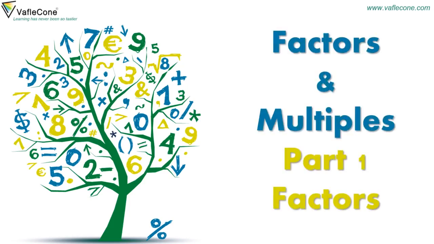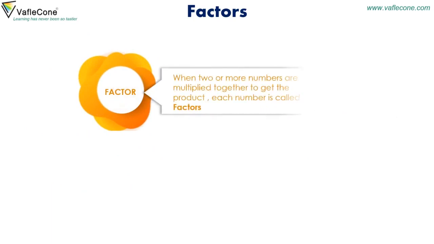Factors and multiples, part 1. Factors. When two or more numbers are multiplied together to get the product, each number is called a factor.